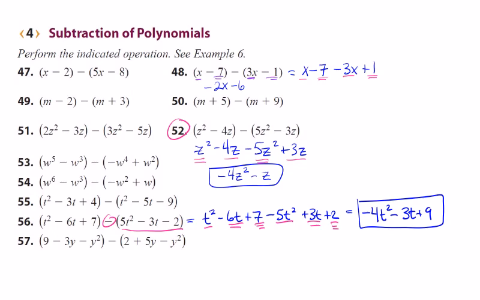So we end up with a second degree trinomial with a leading coefficient of negative 4. And remember that once again, our variable expressions, our exponents, didn't change, just the numbers in front. The coefficients are what change when you add and subtract polynomials.